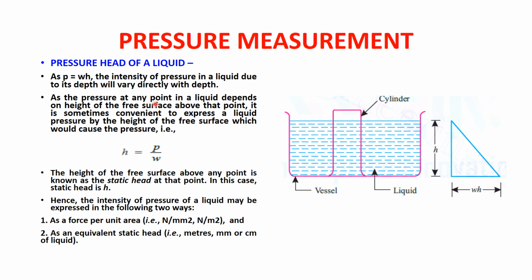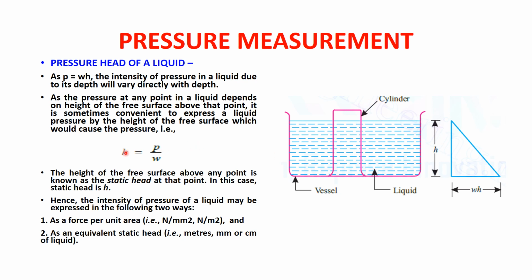Again, as the pressure at any point in a liquid depends on the height of the free surface above that point, suppose we have to take the pressure at this upper point, then it depends upon the height of the free surface above that point. How much depth of water is there in the vessel or the cylinder will define the amount of pressure. So this height h is important. If this vessel had been half filled, then the amount of pressure exerted by the liquid surface on the cylinder would have been different.